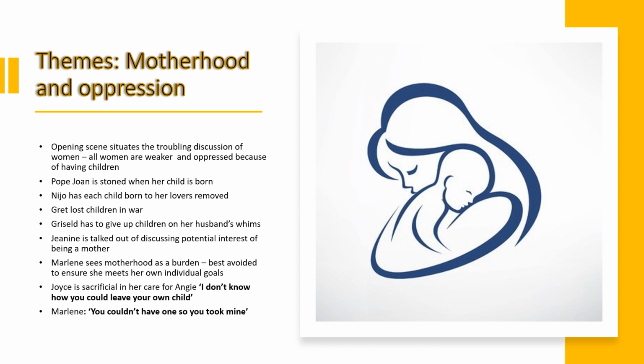Joyce, however, her sister, acts in that sacrificial care and takes on the role of caring for Angie, even though we know in Act 2 that Angie seeks to kill her mother, Joyce, of course. When Joyce says, "I don't know how you could leave your own child," Marlene's response later in that conversation is, "You couldn't have one, so you took mine."